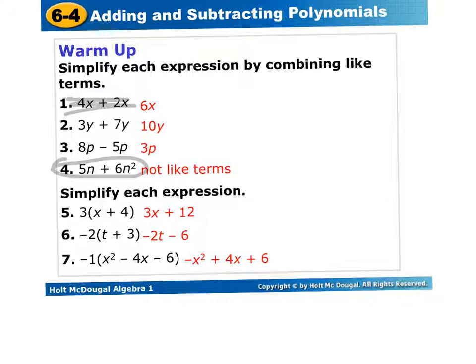You lost? You need help? Oh. Combine like terms, they have to have the same letter.